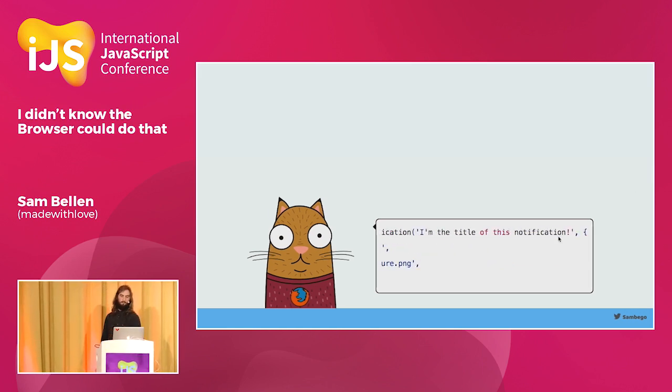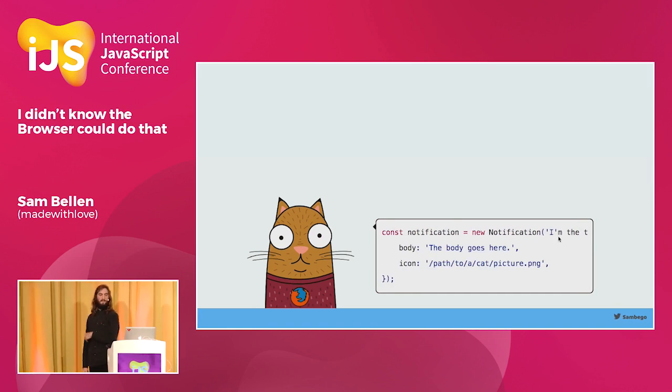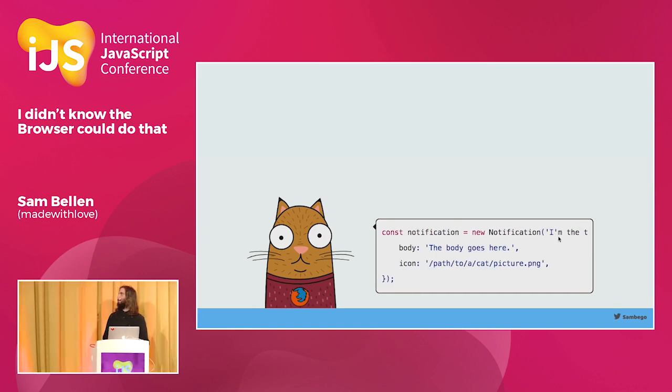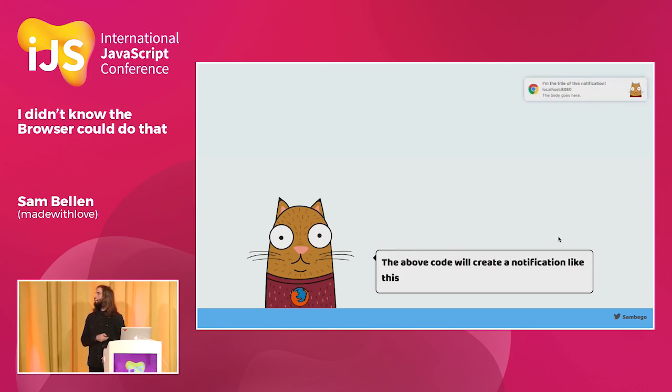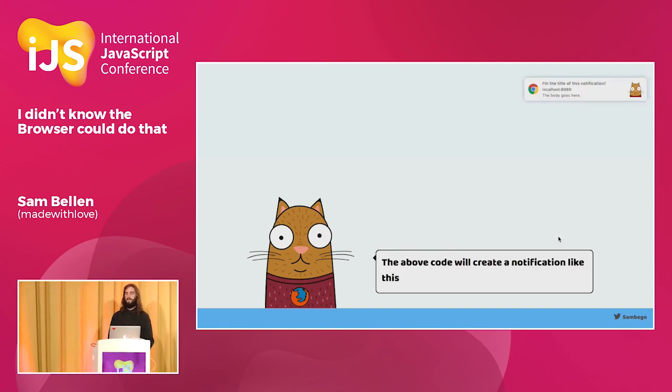So the title, a body text, and an icon. There are a few others, but these are the most important ones. And it creates a notification like this.